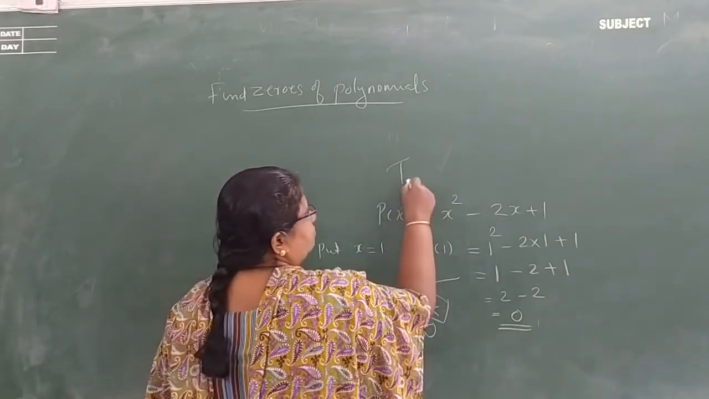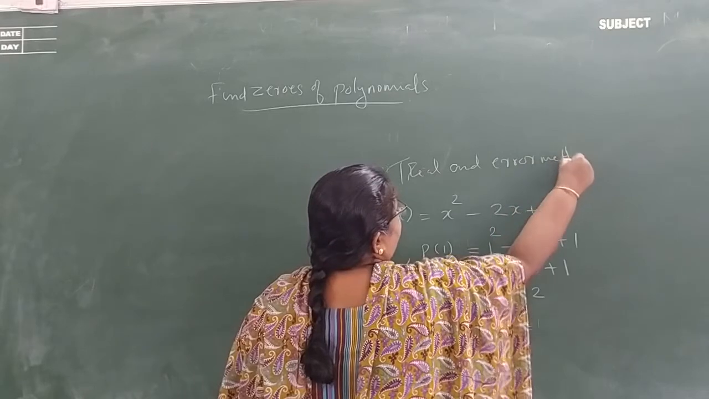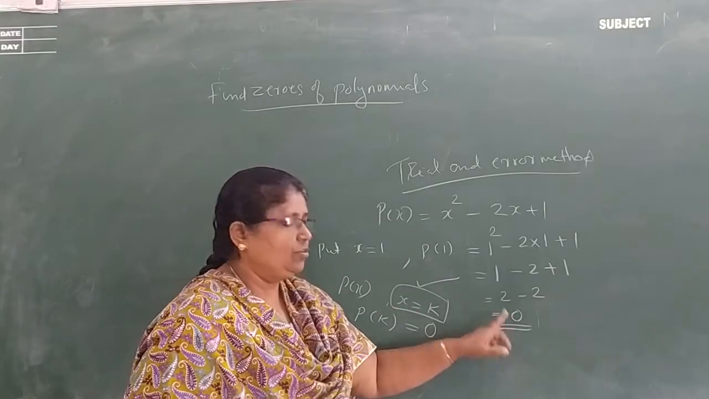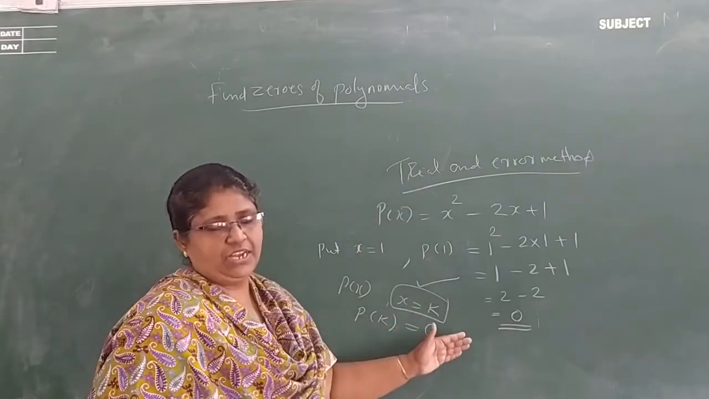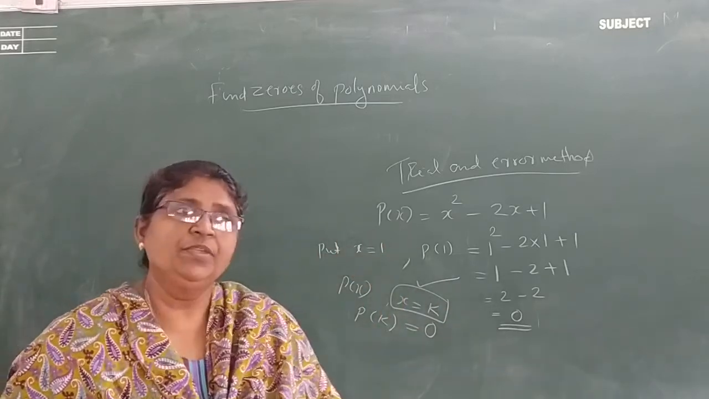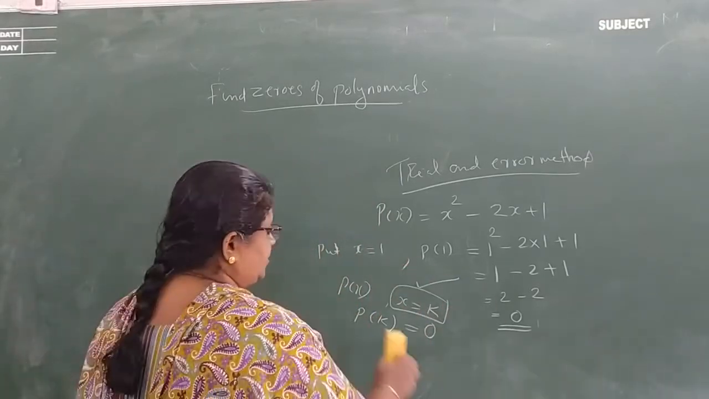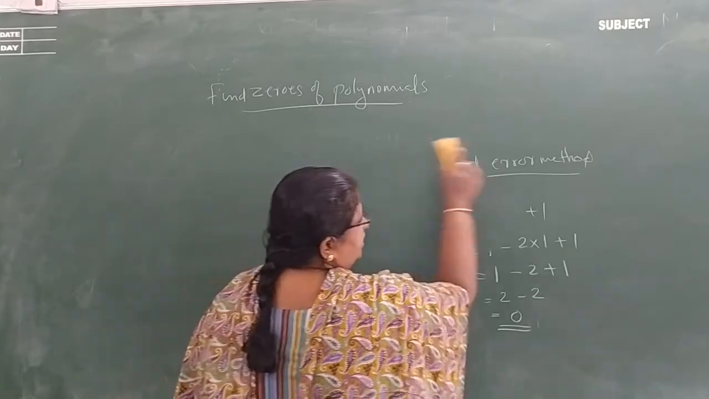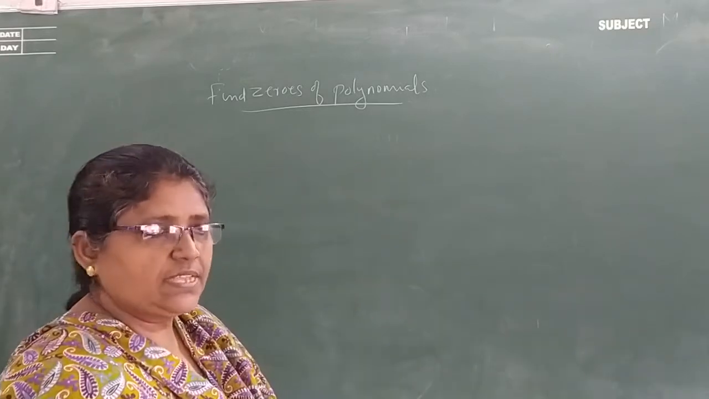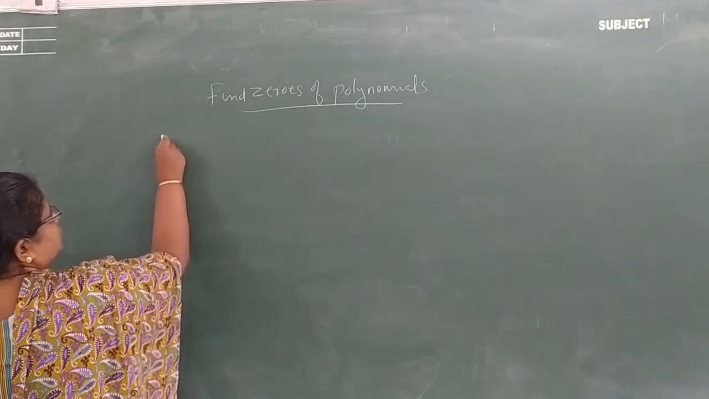This method is called what? Trial and error method. Trial and error method means substituting different values and finding out the 0. This method is difficult. So, if you get a question for finding the 0, you have to follow the factorization method. In that, three types of questions are there. Three varieties of question, one by one I am going to explain.